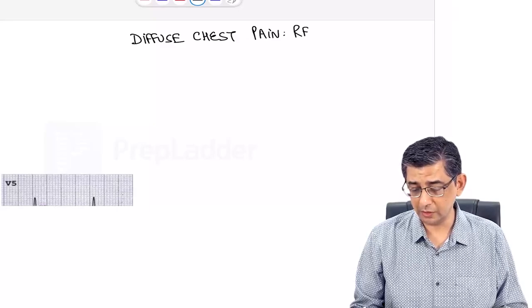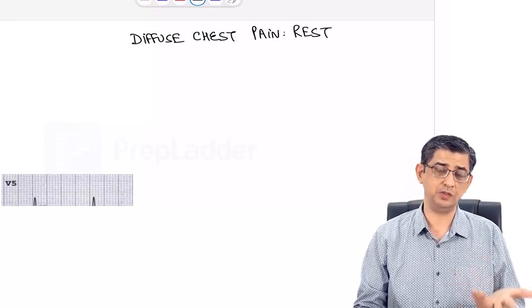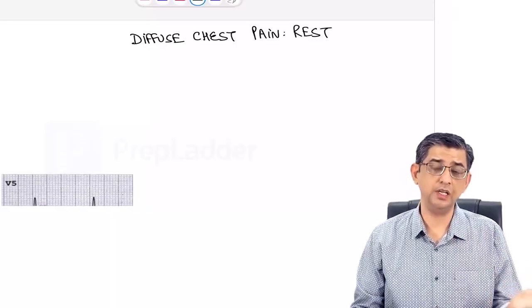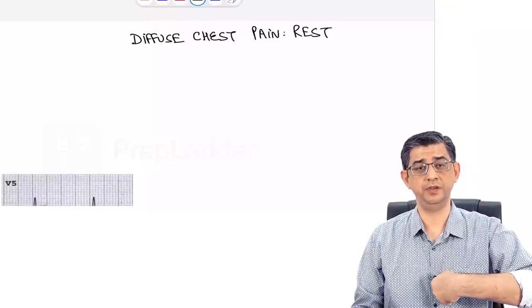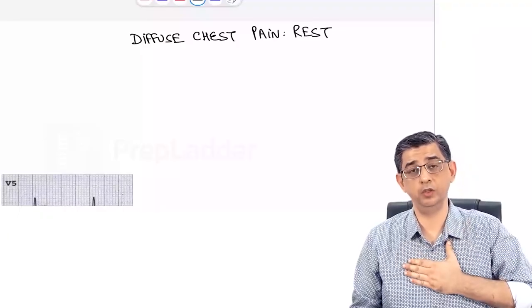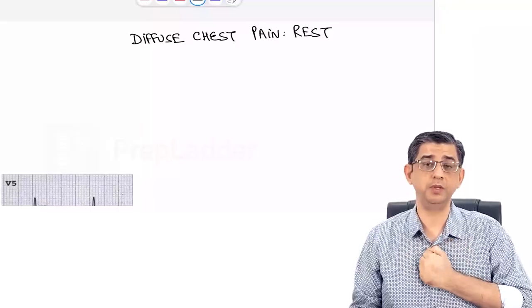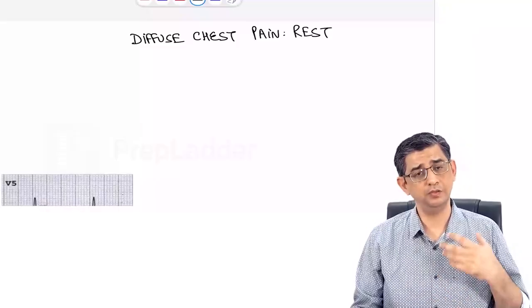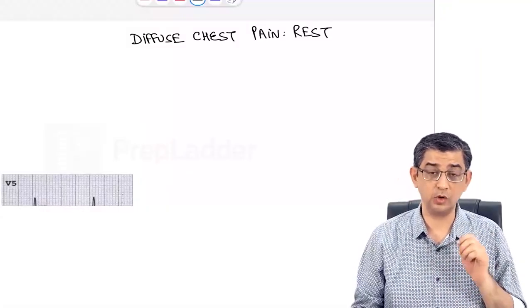Initially, this person thought it could be GERD, but in gastroesophageal reflux disease, taking antacids will cause relief. And in GERD, the person will point to the chest pain with his finger. In this case, he's going to be pointing with the whole of his hand on his chest, or maybe a fist on the chest, to describe the diffuse nature of the chest pain. So your first impression will be that this is a coronary event.